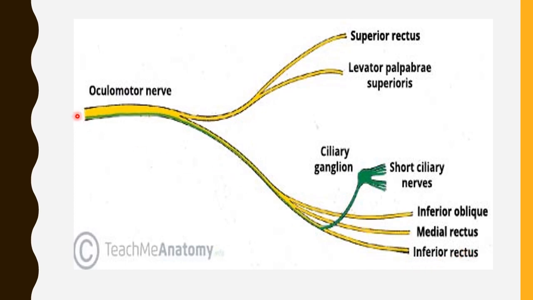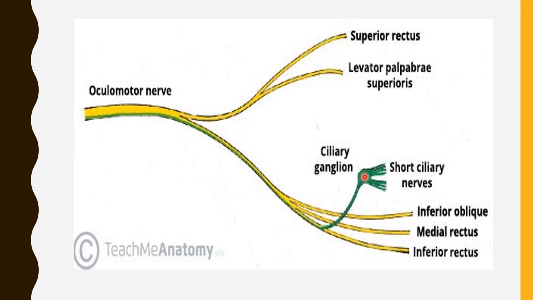Now these green fibers are the parasympathetic fibers, running along with the oculomotor nerve and then into the superior orbital fissure, and they take the course of the inferior branch of the main motor fibers. So they run along with the inferior branch of the main motor fibers, and then they relay the preganglionic fibers to the ciliary ganglion, which is located close to the optic nerve in the orbit.